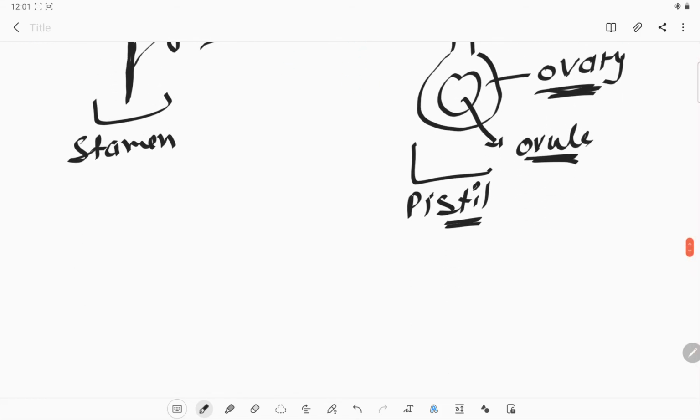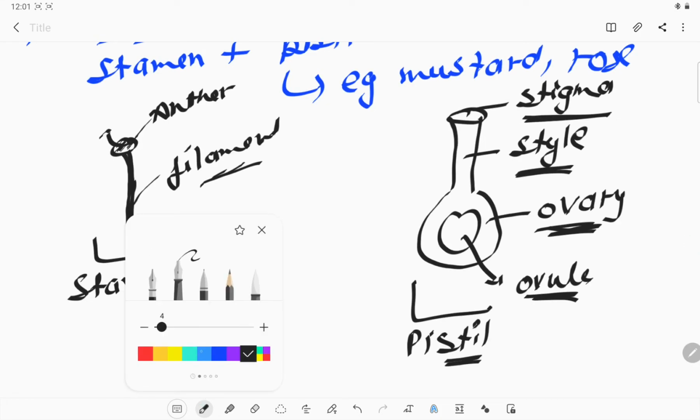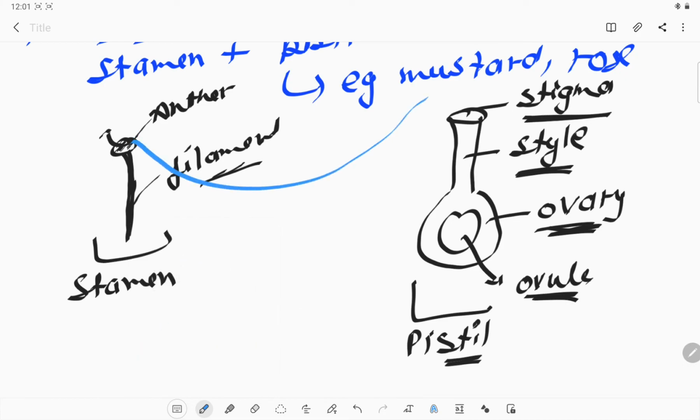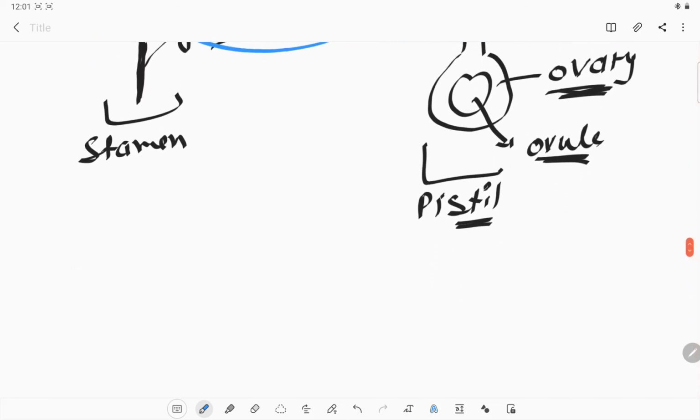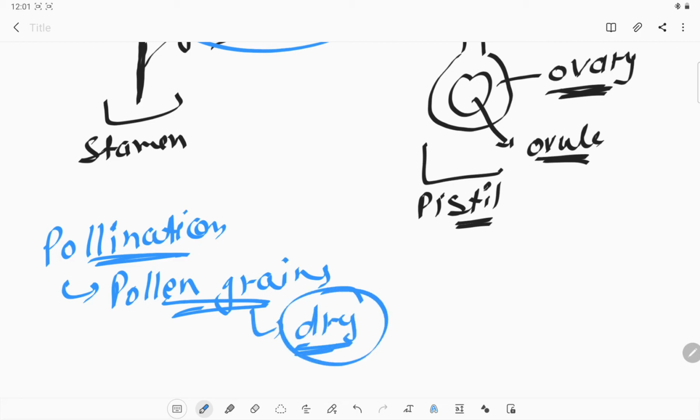For the fusion, what we require is the pollen grain formed by the anther, and that pollen grain will go from the anther to the stigma. This is what we require for fertilization. For this process, we require pollination. This is the process known as pollination. Normally our pollen grain has a very tough protective covering over it, so that it cannot get dried up if there is not a favorable condition.